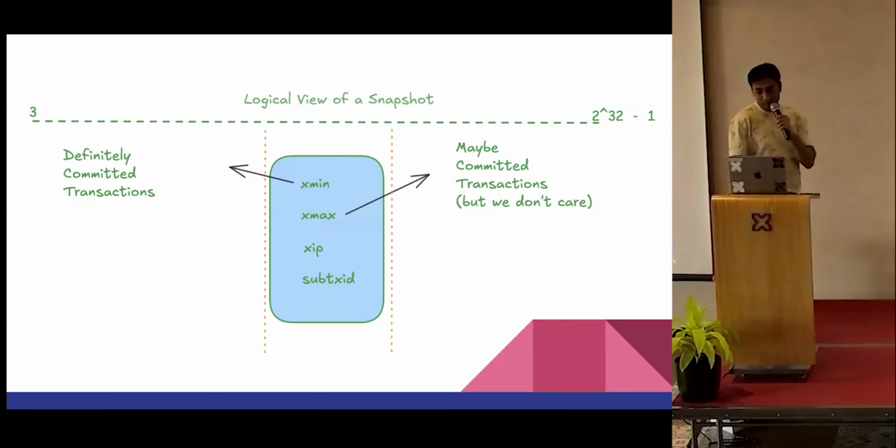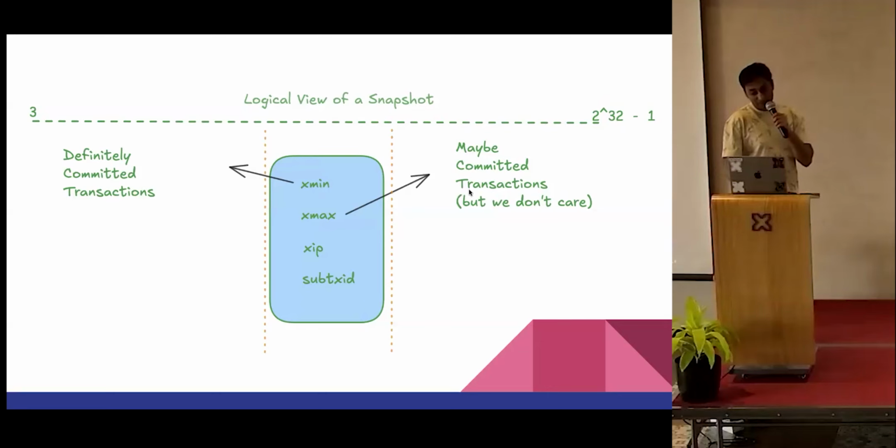So xmin, xmax, and subtransaction ID. Say, for example, this is my transaction which is executing, which is at this particular point. Everything to the left of my snapshot, all those transactions are definitely committed, and my transaction should really see the effect of them.